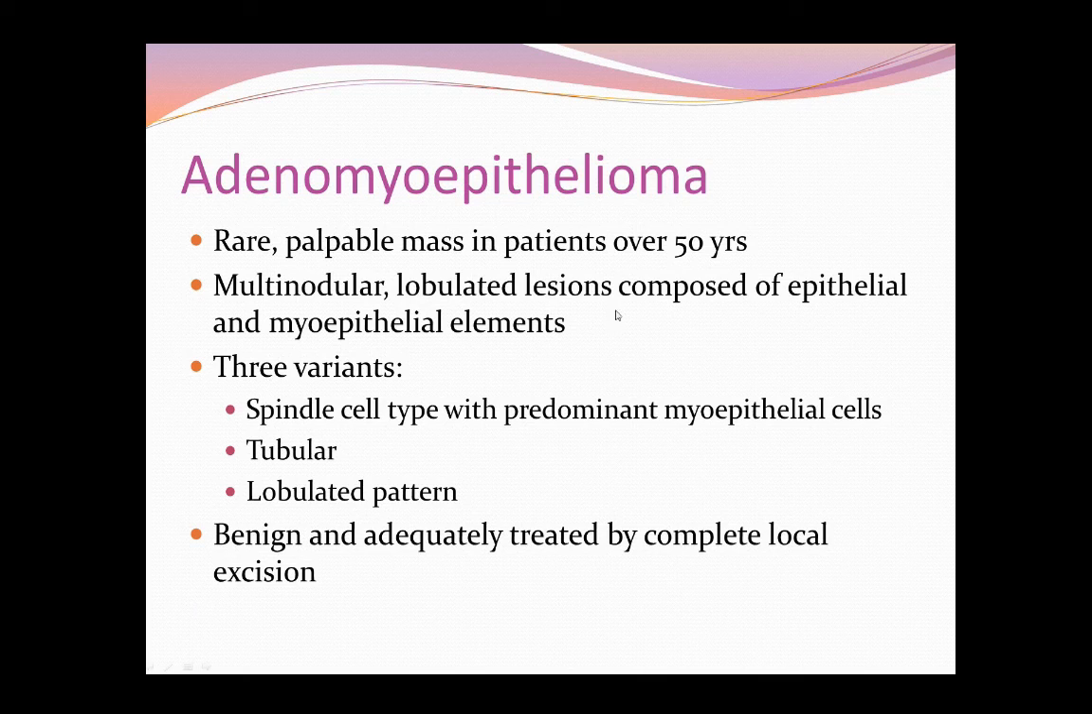Rosen describes 3 variants of adenomyoepithelioma. The first is a spindle cell type where there are predominantly myoepithelial cells in a spindle cell appearance. Tubular is where there are tubules of epithelial cells and proliferation of myofibroblasts, and lobulated is extensive proliferation of myofibroblasts that compresses the epithelial component so that it's almost not very distinct. It's a benign lesion and it's adequately treated by complete local excision.